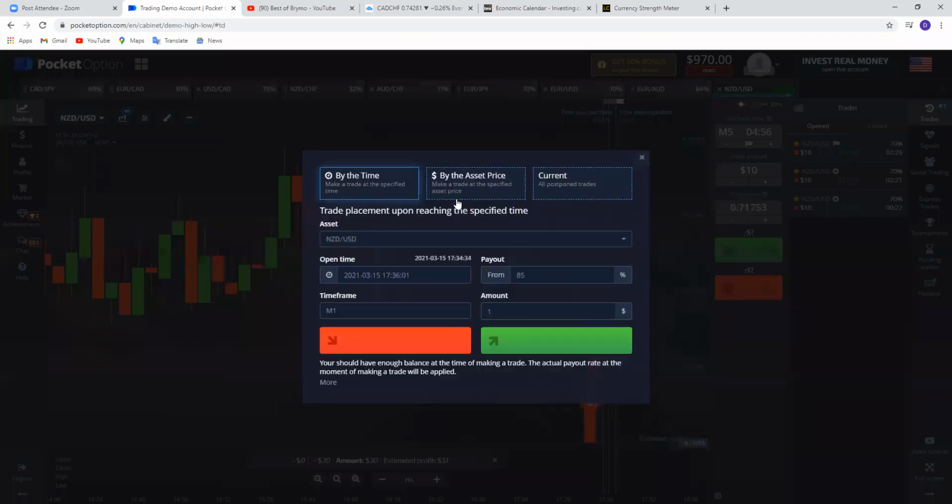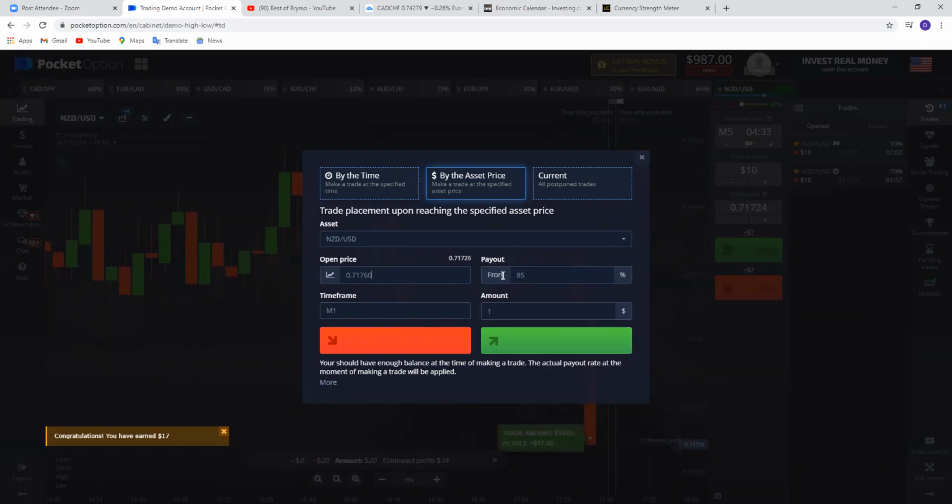If I see an entry and I tell you the entry, all you got to do is come to this place by the asset price and click it. Now you're going to enter the number I told you, the exact price I want to get into the market. You're going to type it in. If it's 760, you're going to put 760. Now it's from. This from now is the payout. Most times you got to put at least the minimum payout you want, which is 75, if we are doing the challenge.